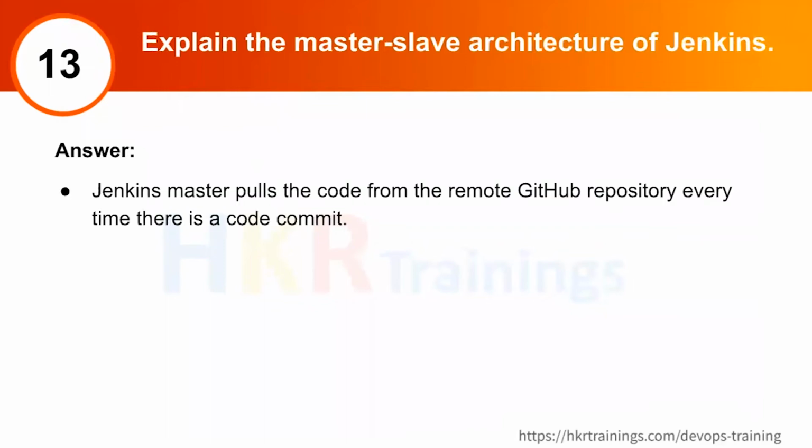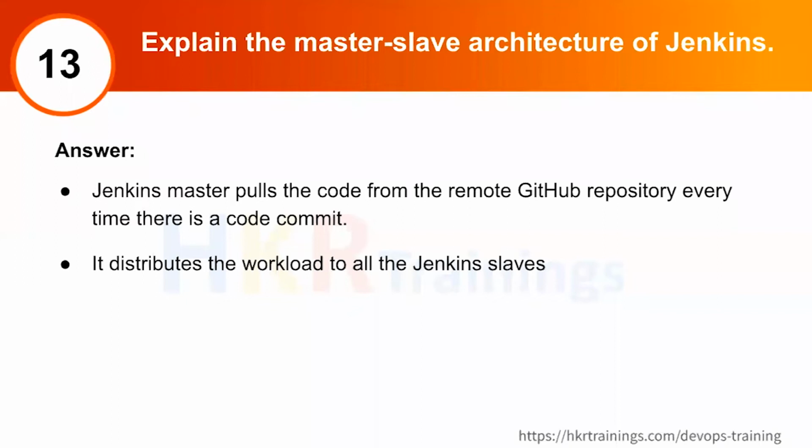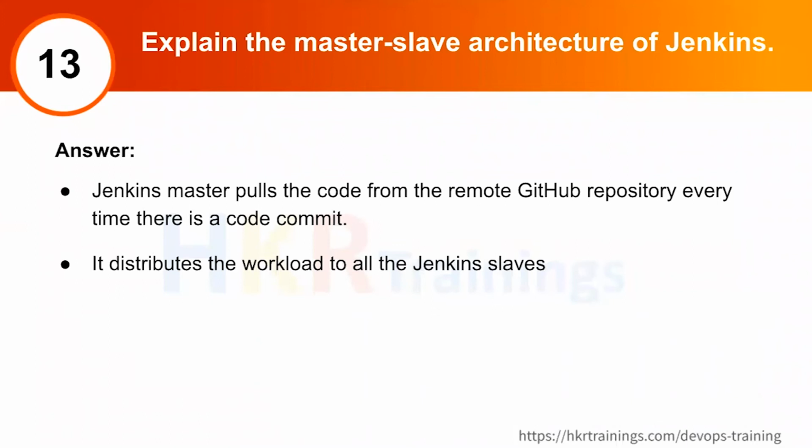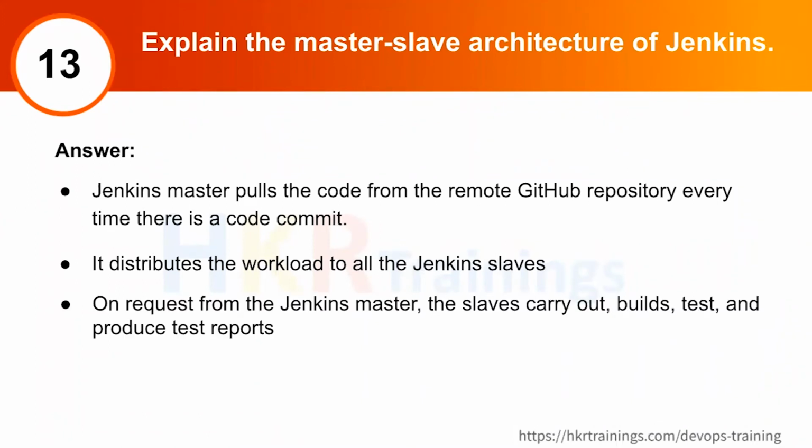Okay, on the Jenkins pipeline side, there will be a couple of questions now. Explain the master-slave architecture of Jenkins. The Jenkins master pulls the code from the remote GitHub repository every time there is a code commit. If we have webhooks associated with our GitHub and Jenkins, whenever there is a code push on your repository, Jenkins can trigger its pipeline.